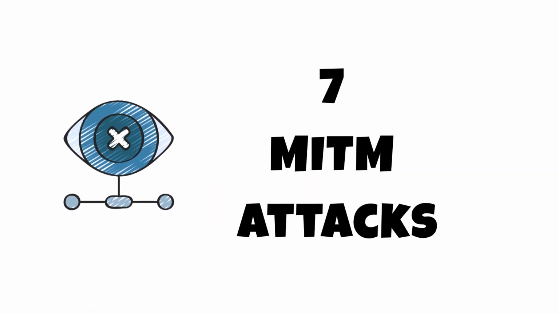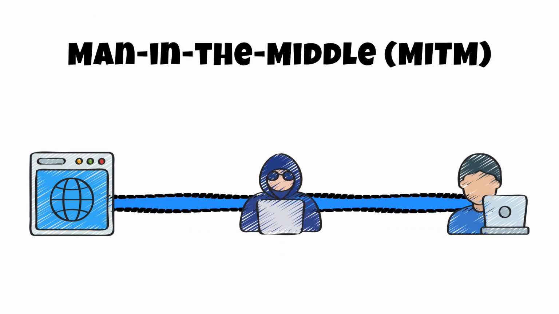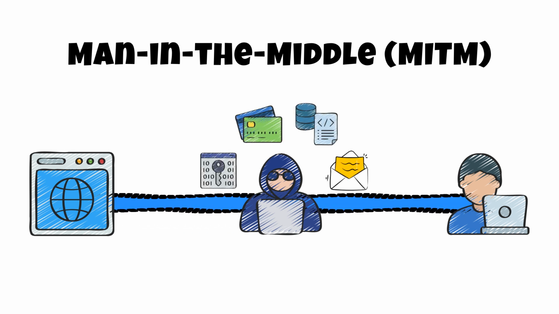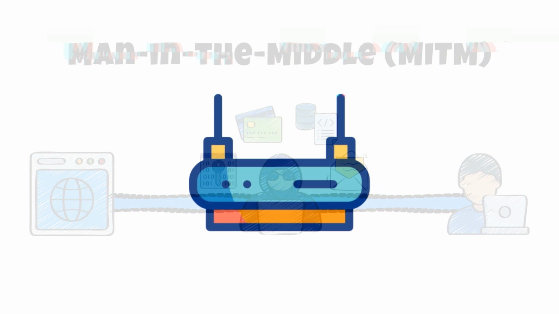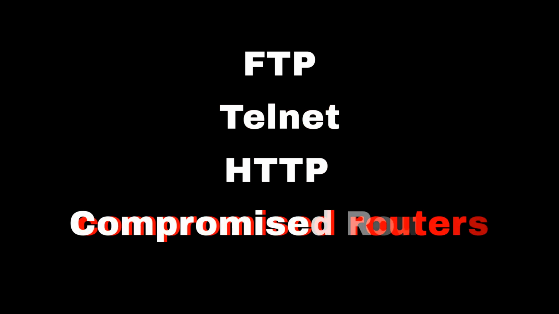Technique number 7 is man-in-the-middle attacks. In man-in-the-middle attacks, hackers intercept communication between two parties, potentially capturing passwords and other sensitive data in transit. This occurs on unsecured Wi-Fi networks or unsecured protocols like FTP, Telnet, HTTP, or through compromised routers.